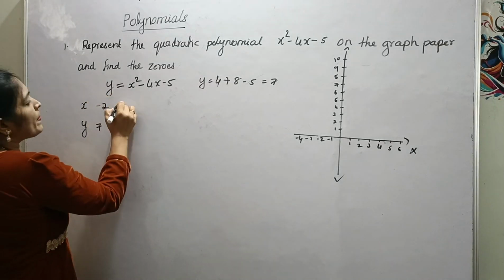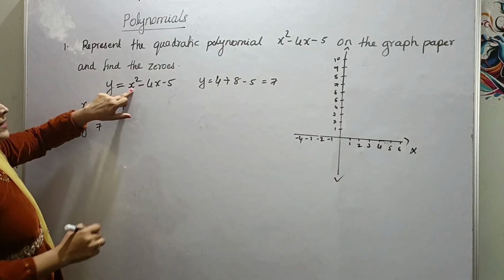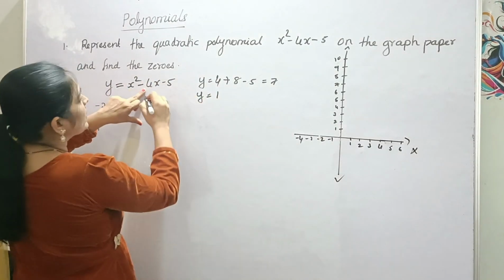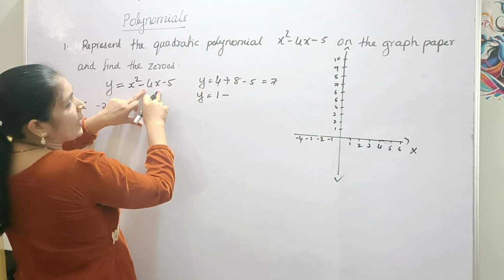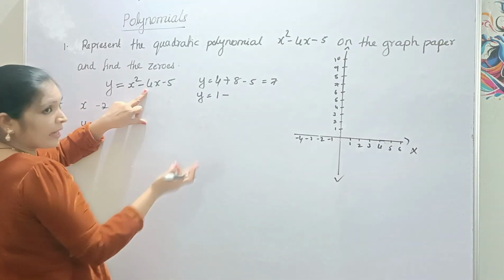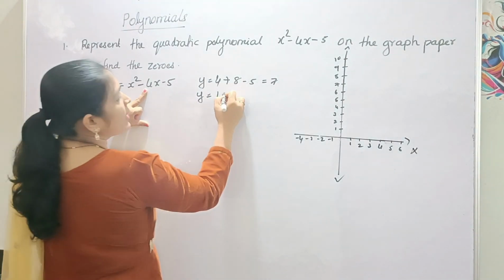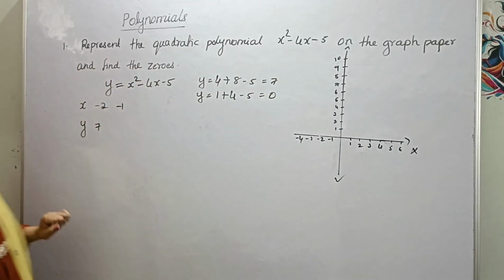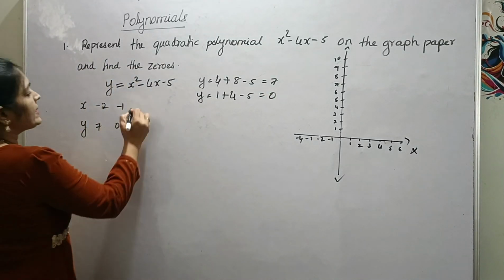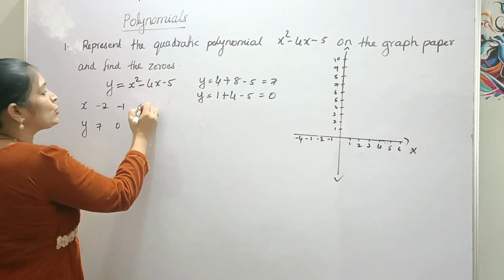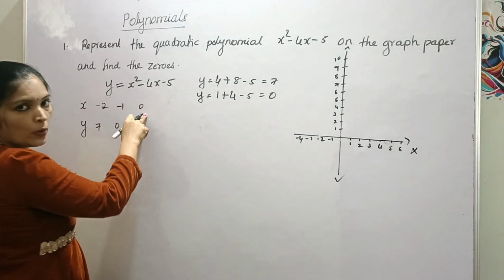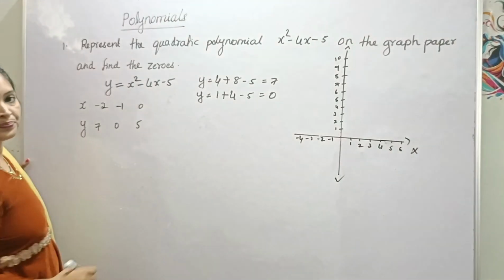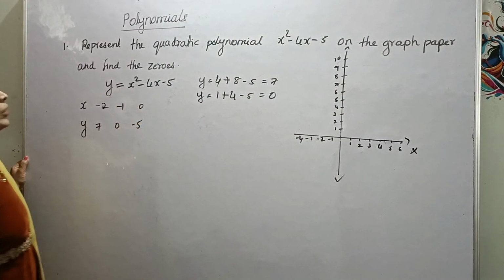Next, put x is equal to minus 1. Y is equal to minus 1 square, 1, minus 4 into minus 1, minus 4, minus becomes plus 4, minus 5. It is 0. Next, substitute x is equal to 0. Y is equal to minus 5.